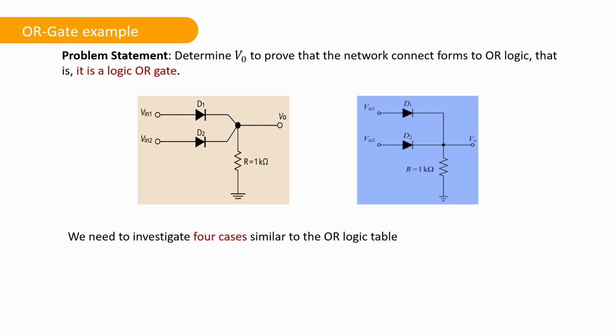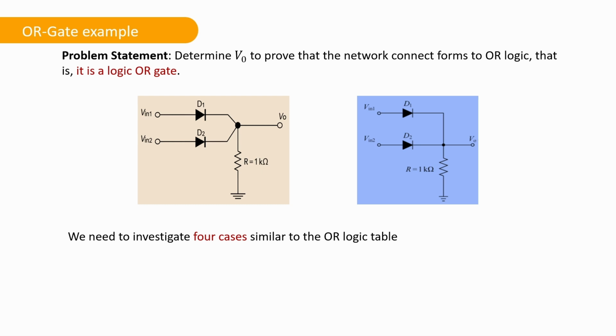In this video, we will talk about OR gate logic, and we will have this circuit you can see in the figure, and we will try to prove that the network presented in this circuit belongs to OR logic. So we have to prove that, and there are some steps to do that.